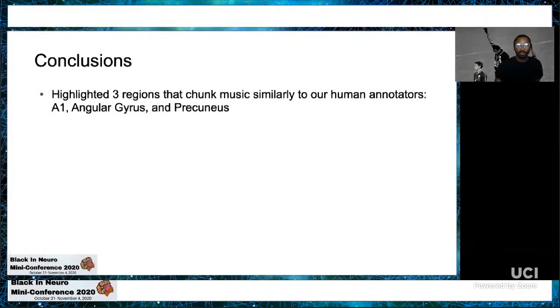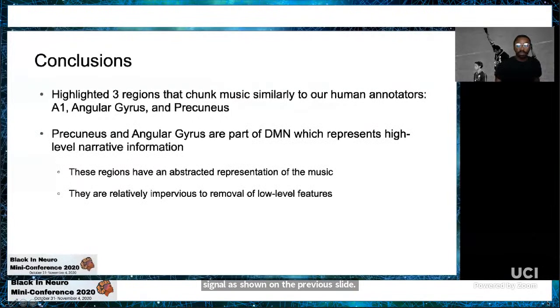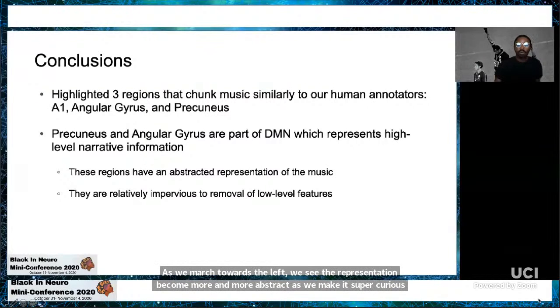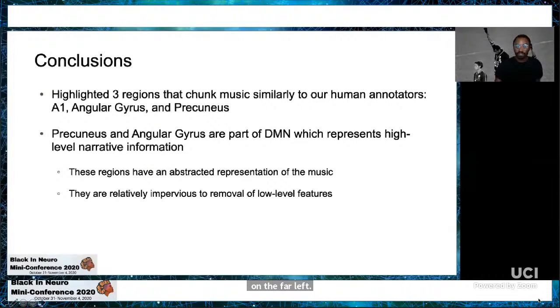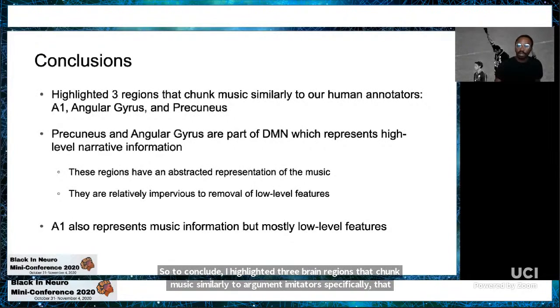So to conclude, I highlighted 3 brain regions that chunk music similarly to our human annotators. Specifically, that was A1, angular gyrus, and precuneus. Precuneus and angular gyrus are a part of the brain's default mode network, which has been shown to represent high-level narrative information, and these regions appear to have abstracted representations of music and are relatively impervious to the removal of low-level features. Finally, auditory cortex also represents musical information, but in this case, it was mostly low-level features.